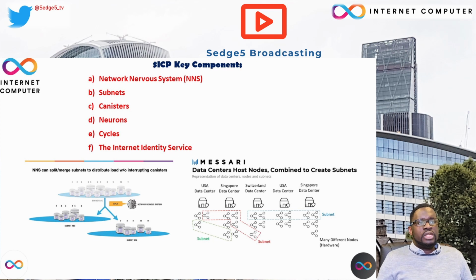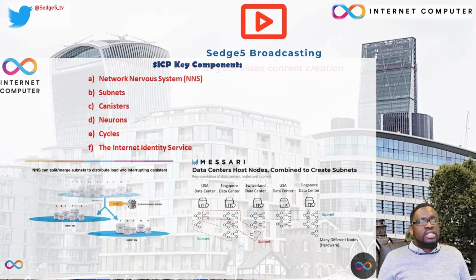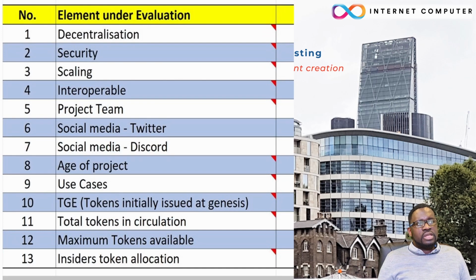So as part of our DYO, our risk evaluation or review, we do apply our 13 elements, which are as follows. You've got decentralization, security, interoperability, scaling, use cases, project team, social media presence via Discord and via Twitter, as well as the tokenomics, where we look at 4 areas. And those 4 areas under tokenomics are maximum tokens available, circulating supply, tokens issued at project launch, as well as tokens allocated to insiders. So we'll give a brief review of some selected elements from the list of 13, starting with the project team.